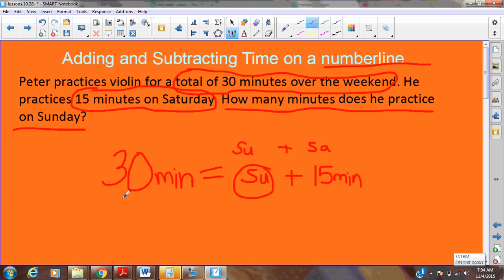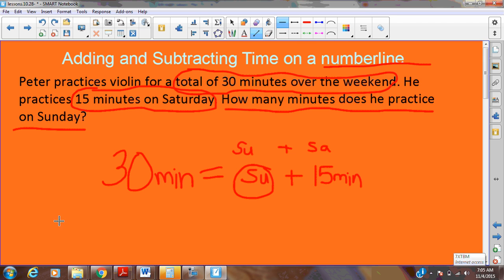Now, this equation I wrote right here is equivalent to 30 minutes equals something plus 15. You could take 15 and count up until you get to 30. Or you could count backwards from 30 15 times until you get to a number. Whatever you do, you need to show that work on a number line. Show me your counting and your thinking. And I'm going to redraw that line because that's pretty crooked.